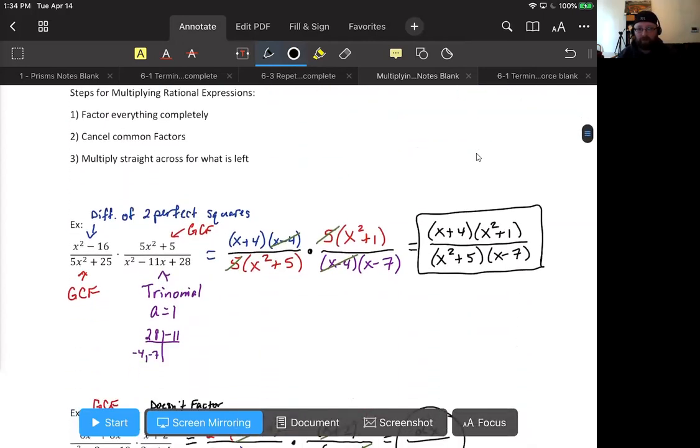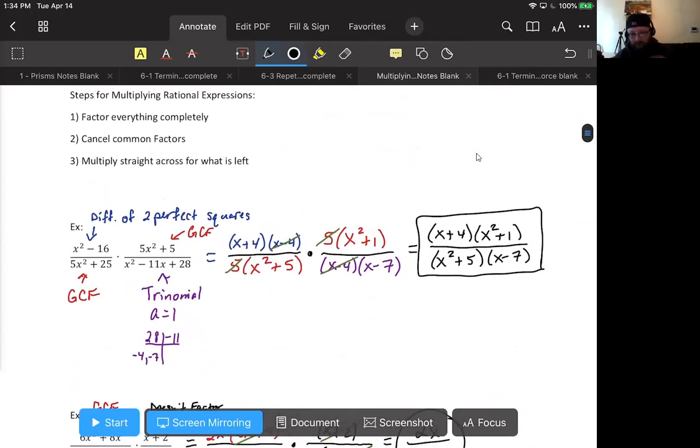So on that first problem, we had this problem here. First, we could do difference of two squares on top, GCF on the bottom, GCF on the top of the second fraction, and the bottom of the second fraction was a trinomial. Factored everything. The green lines indicate canceling, and then we just multiply straight across for what's left. That's what we do every time, people. So it's very factoring heavy.